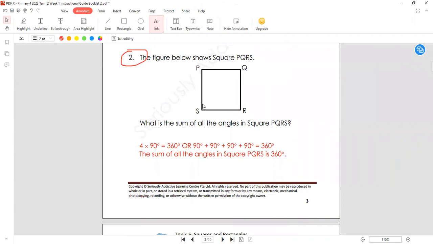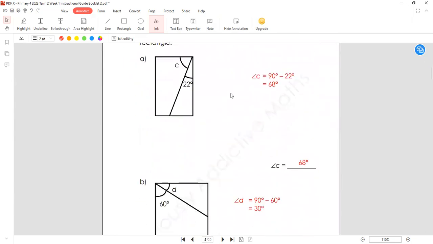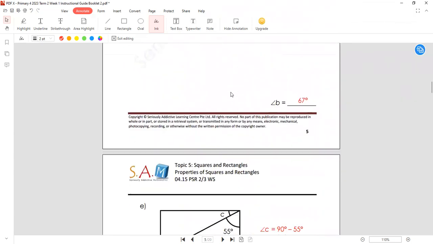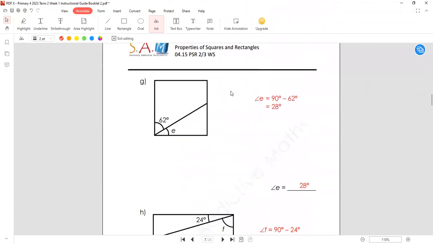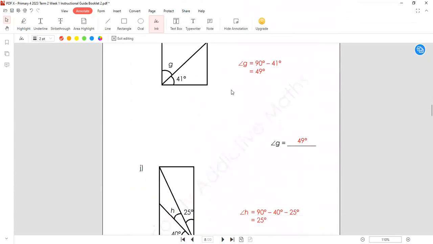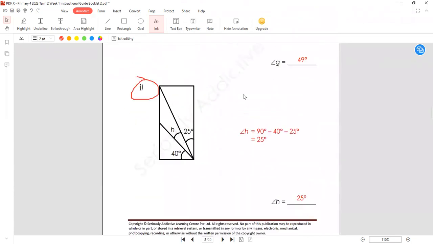The idea is to get them to know that all the angles added together in a quadrilateral, or shapes with 4 sides, will give you 360, right? So they have to add them together and you'll find that there's 360 degrees. Okay. Skip and move on to page 8.